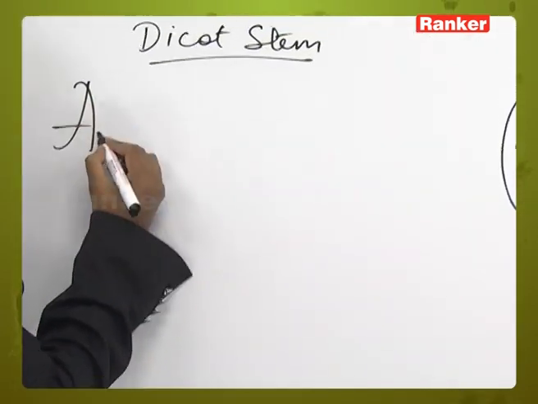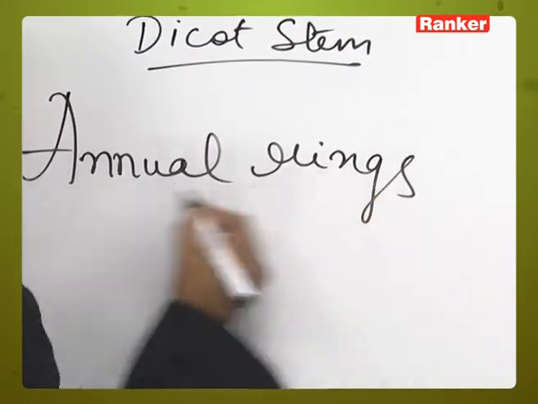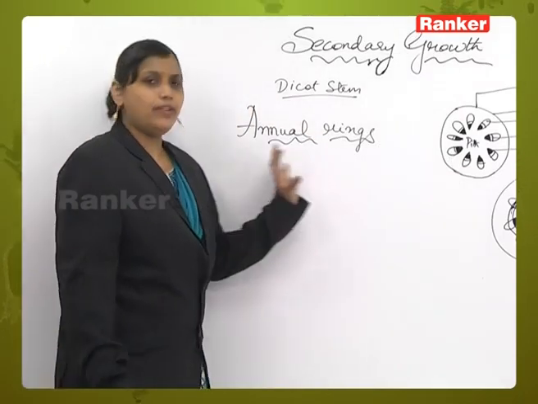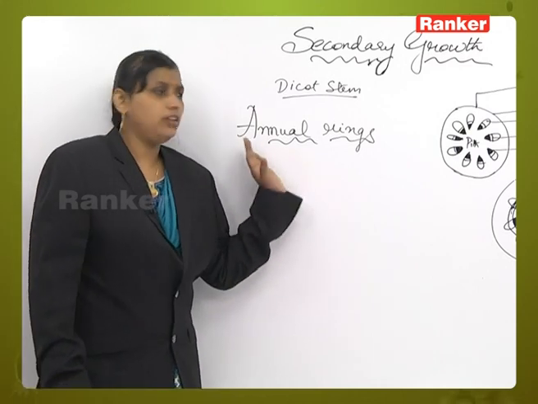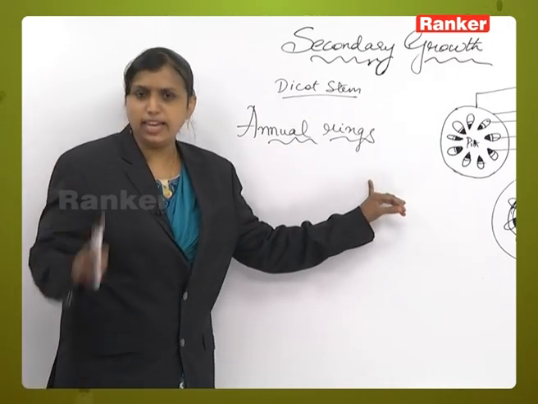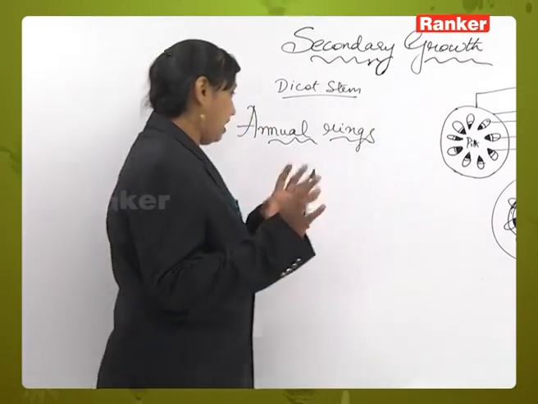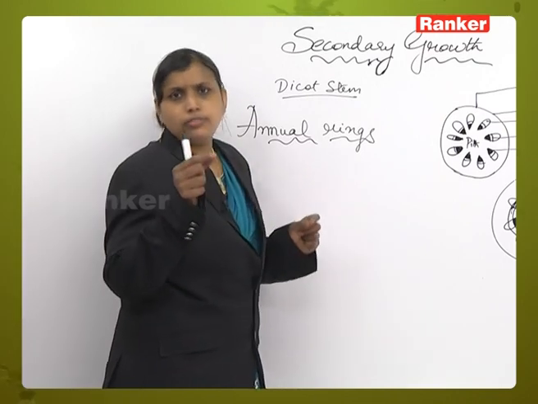Another topic we have is annual rings. Okay. Now, what are annual rings? As the name itself indicates, annual means every year you will get the formation of rings. So, year-wise rings are called annual rings. So, what are year-wise rings here? Now, we are talking in terms of secondary growth. So, we are talking in terms of secondary xylem.